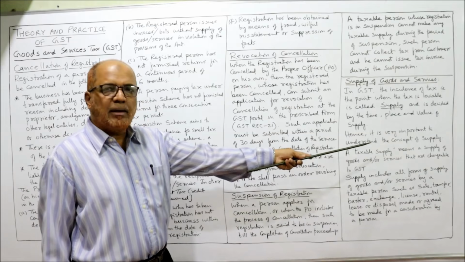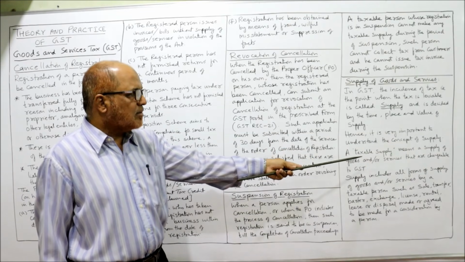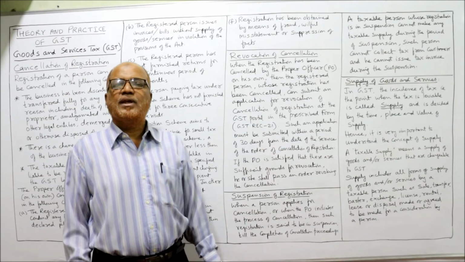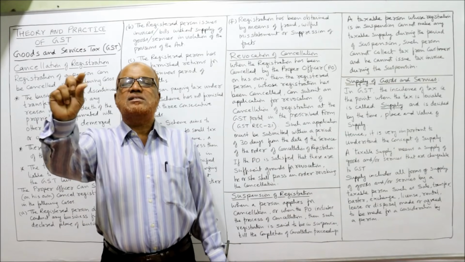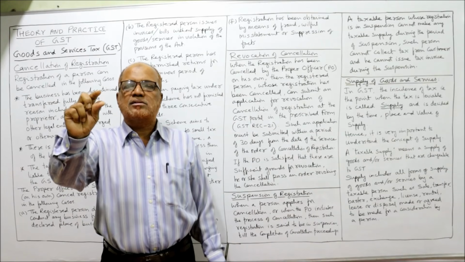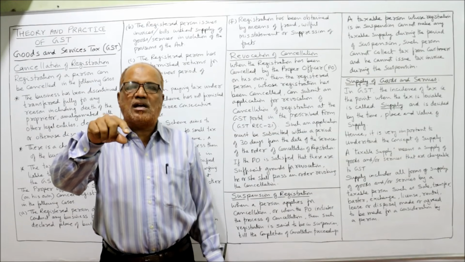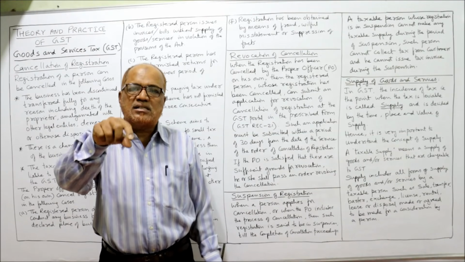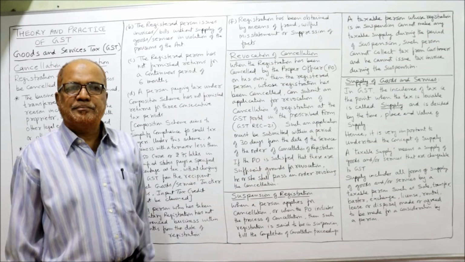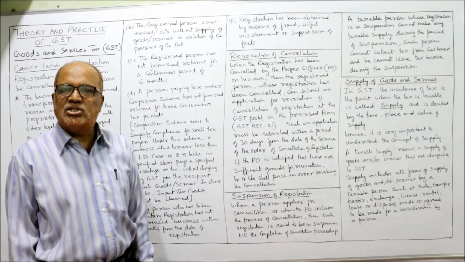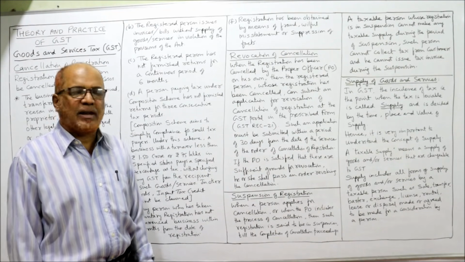A taxable supply means a supply of goods or services that are chargeable to GST. Whenever we come across the word taxable supply, it means the goods and services which are taxable under GST, which are chargeable to tax under GST. That is called taxable supply.